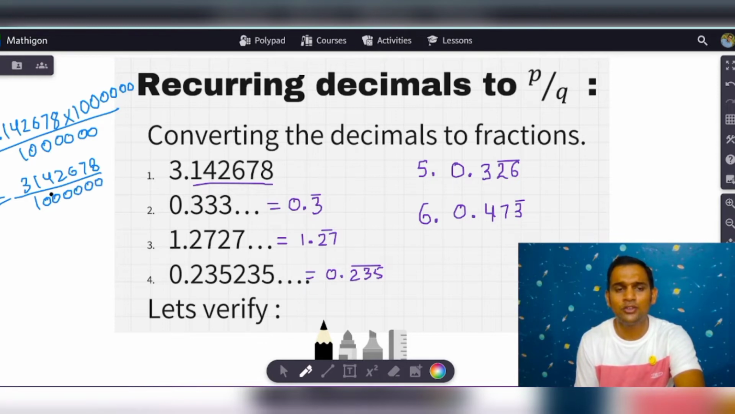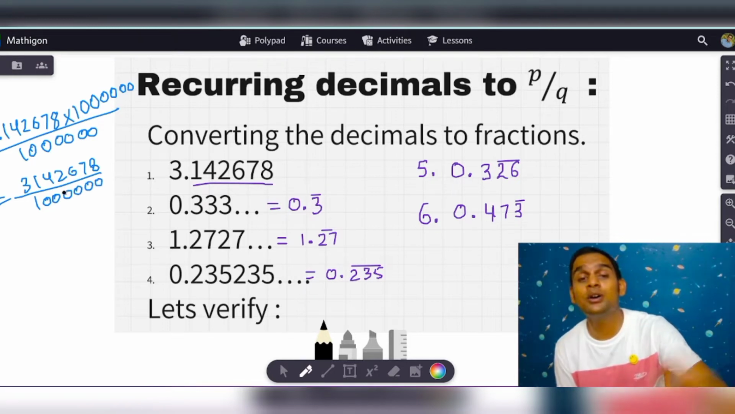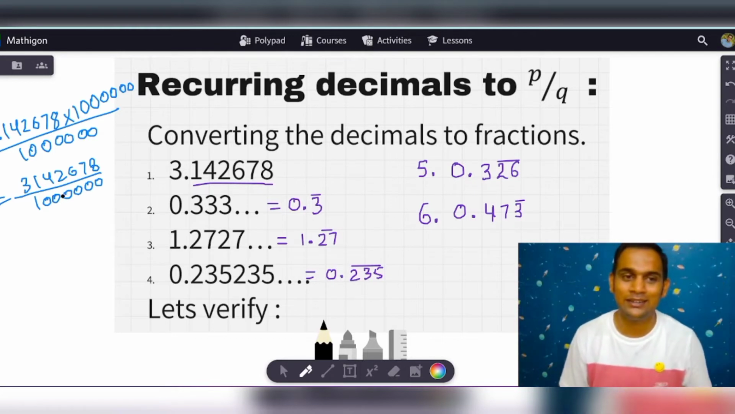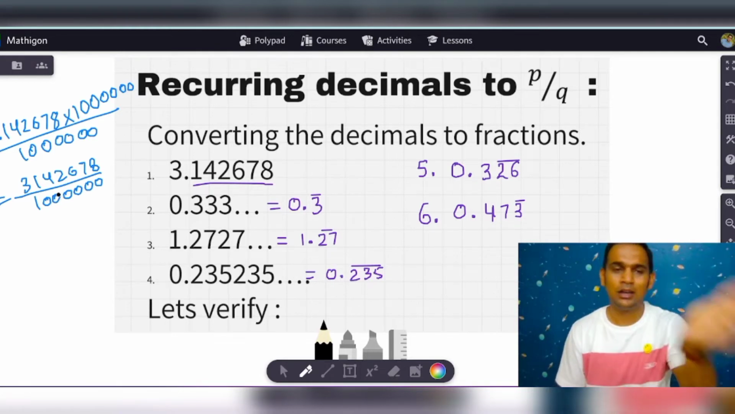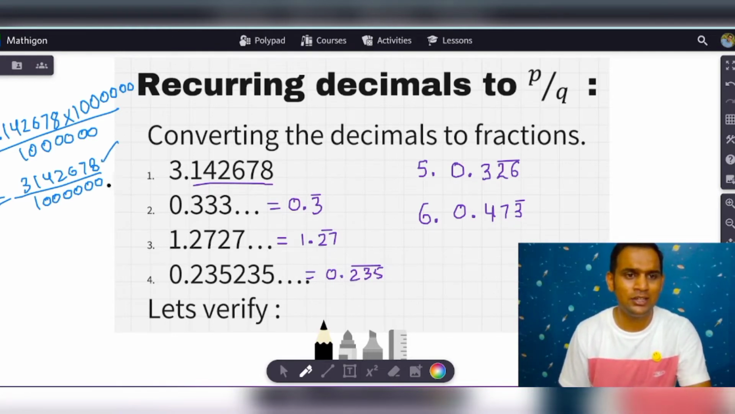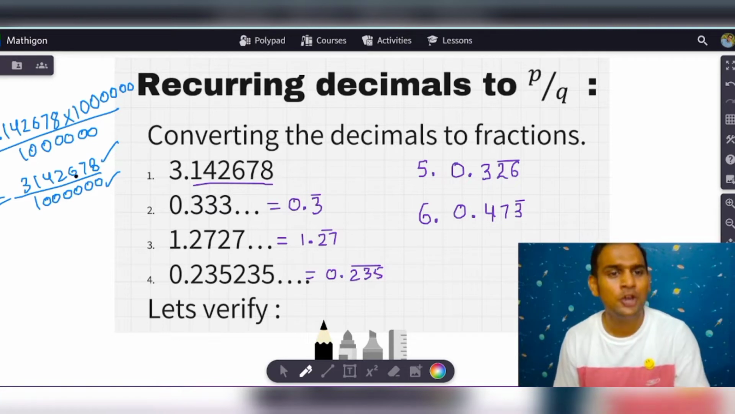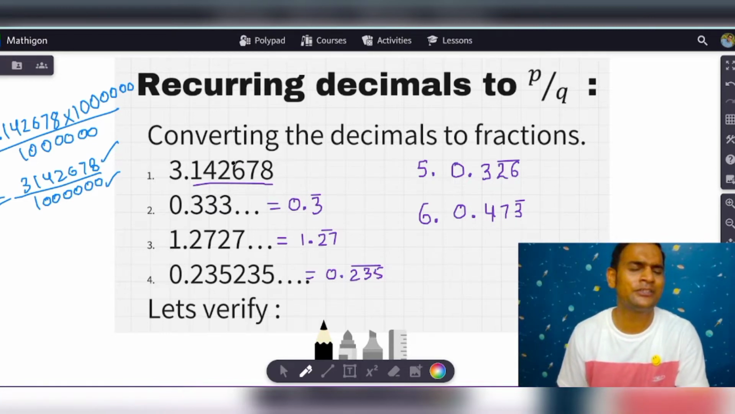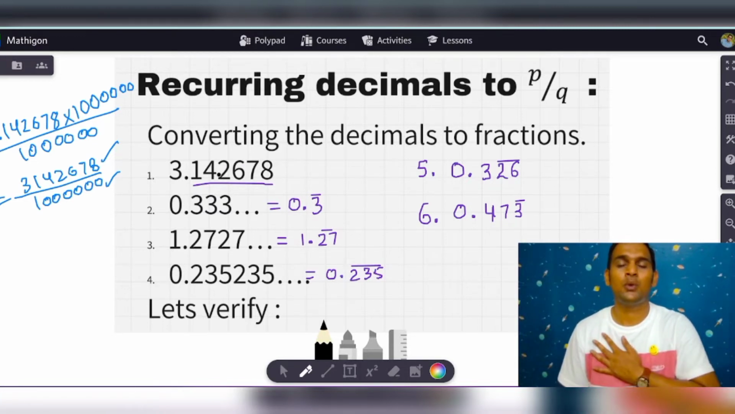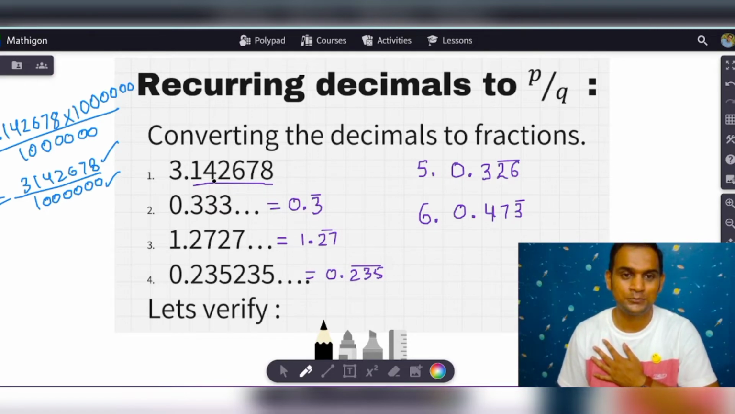So that is the process of converting terminating decimals into p by q form. As you can see, this is an integer and this is also an integer, and obviously q is not equal to 0, so it becomes p by q form. So this one, the terminating decimals, are rational numbers. We are 100% sure now, right?